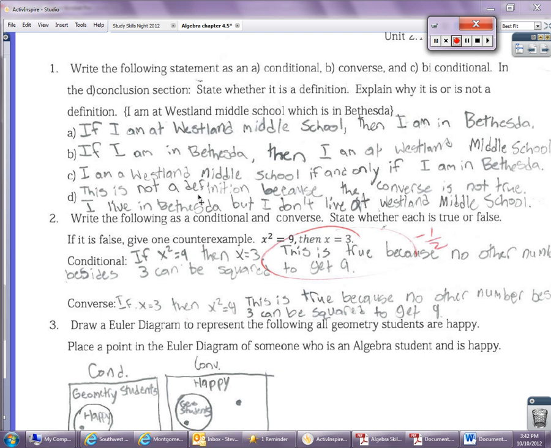The only mistake I really found was C, where people forgot to put the "if and only if" in the middle. So: I'm at Westland Middle School if and only if I live in Bethesda. And last, you know that it's not a definition, but the major reason is that the converse is not true. "If you are in Bethesda, then you are at Westland Middle School" is an incorrect statement, because the counterexample would be you could be in Bethesda and somewhere else other than Westland Middle School. You could be at the movies. So let's get down to number 2.